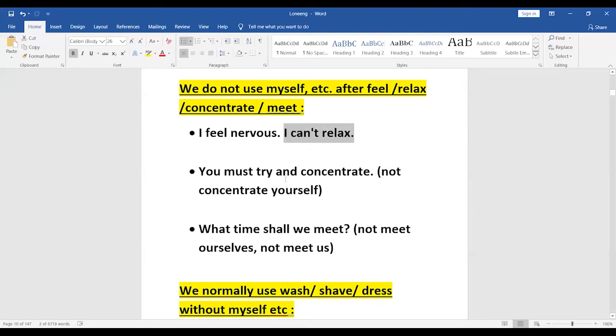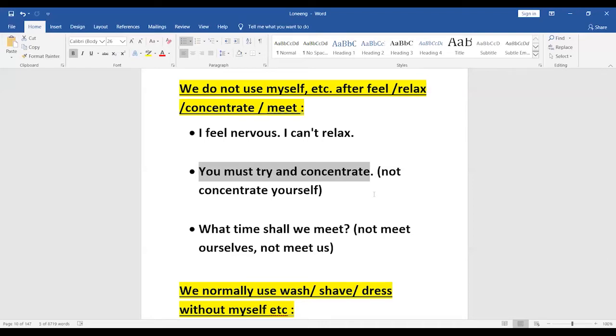Now, you must try and concentrate. You cannot say, you must try and concentrate yourself. That's wrong. This one is absolutely correct. The reason they've given it to you in brackets is so that you know the right way and the wrong way of saying it, so that you learn the right way.